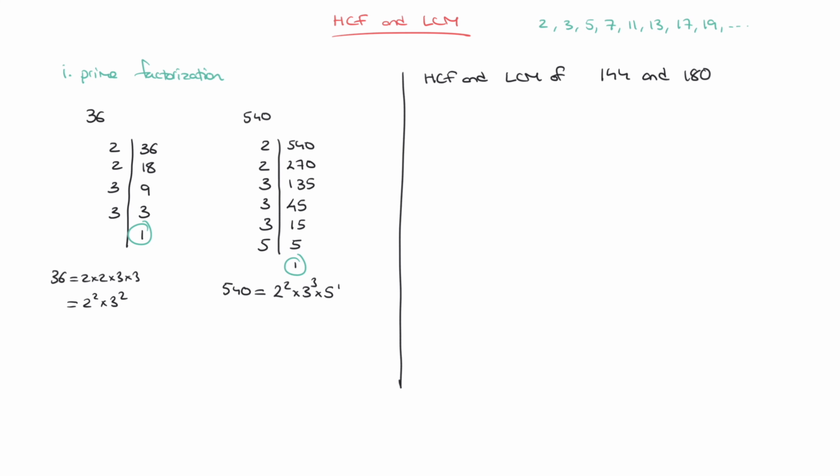Now, the first thing we need to do here is to write each of these two numbers as a product of prime factors. And so I'll quickly do that here. 144, you may want to press pause and check that you can still do it with these numbers, and quickly check after that.